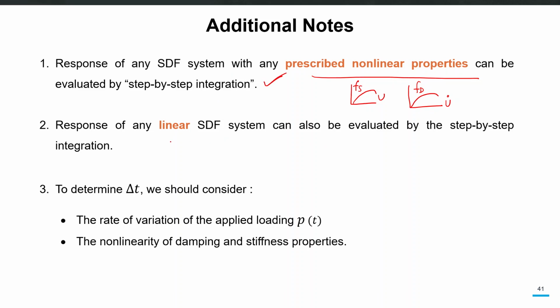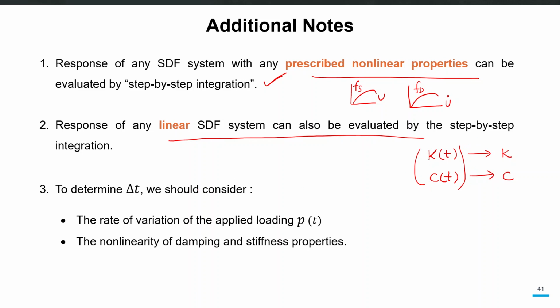The response of any linear single degree of freedom system can also be evaluated using the same flow chart and the same mathematical formulation. All you need to do is set k of t equal to a constant number k for all time instants and set c of t equal to a constant number c for all time instants. So if you automate step-by-step integration for a nonlinear system, you can simply use it also for a linear system by just putting a constant k of t and a constant c of t.